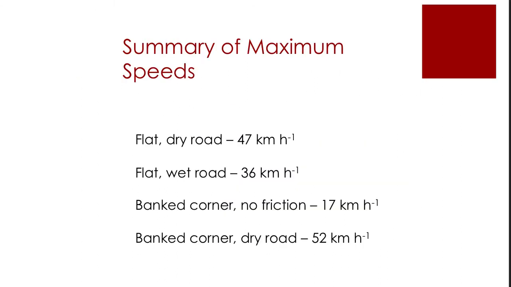So let's look at all those values together. My car going around my flat, dry road, I could get up to 47 kilometers per hour without it coming off the road. If it was wet, then I had to slow down to still make the corner. And if I was on a banked corner at an angle of 5 degrees, I was able to go as fast as 17 kilometers per hour and not have any friction helping me and still make the corner. But realistically, if I had friction on my dry road, I could go even faster than all of the other examples together, and I could go 52 kilometers per hour and still stay on the track.